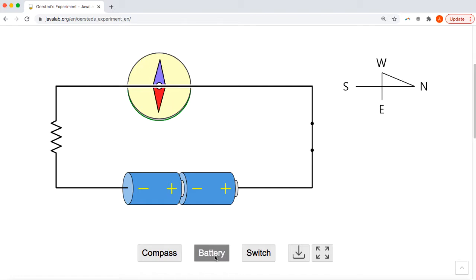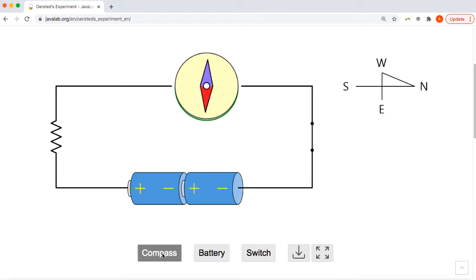And in fact, if I switch the direction of the batteries, watch, I'll flip the batteries in a moment, we'll see that everything reverses. So I flip the batteries, and now the magnetic field is pointing upwards below the wire, and it's pointing downwards closer to us than the wire. And if I open the switch, then the magnetic field disappears, and the north pole of the compass again points towards the north pole of the Earth.